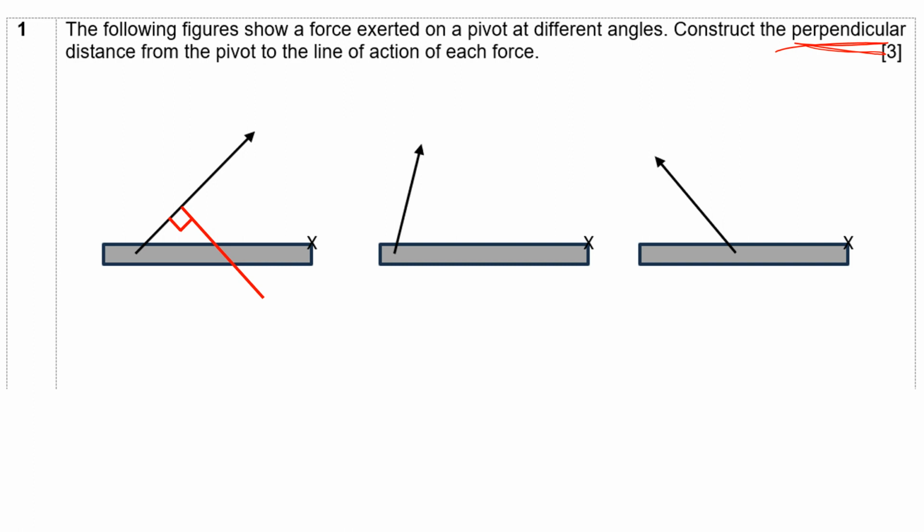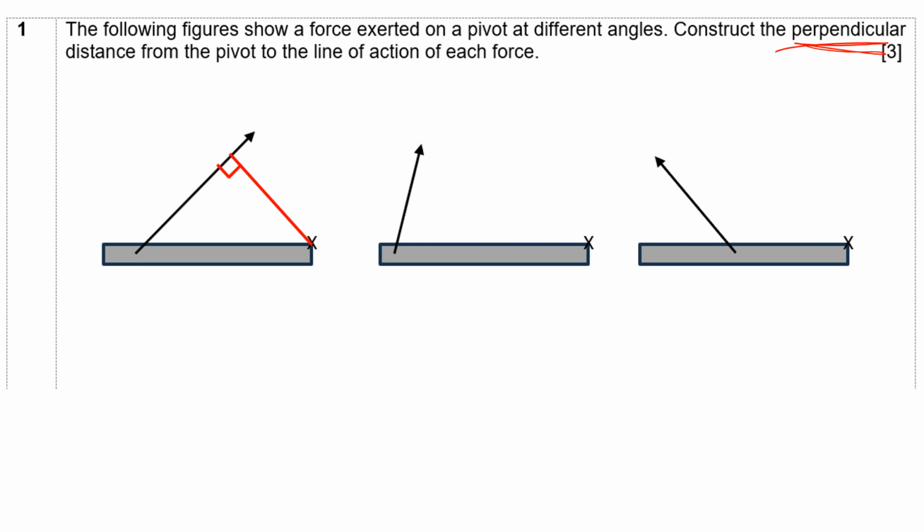So how do you do that? Of course, you don't just draw a perpendicular line randomly. What you actually do is perhaps you take a set square and then you slide it along the force like so, until the other edge of it reaches the pivot. So there you see that this is the perpendicular distance. It's slightly off on my diagram there, but I'm sure you get the point.